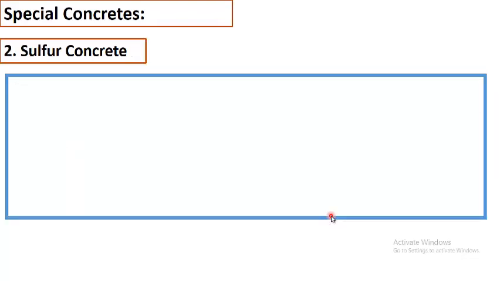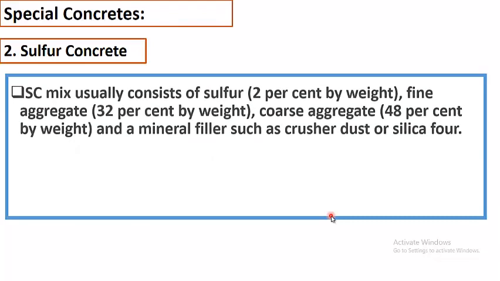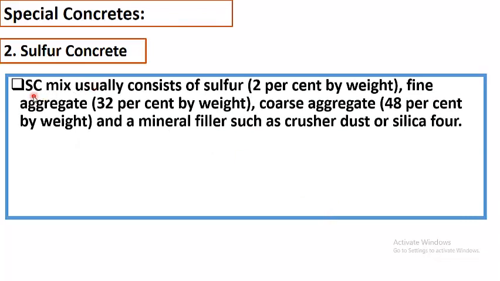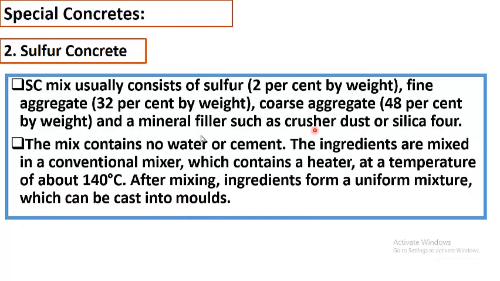The next type of special concrete is sulfur concrete. SC is the short form for sulfur concrete. An SC mix usually consists of sulfur, that is 2% by weight, fine aggregate, that is 32% by weight, coarse aggregate, 48% by weight, and a mineral filler such as crusher dust or silica flour is used to make this sulfur concrete. The mix contains no water or cement.